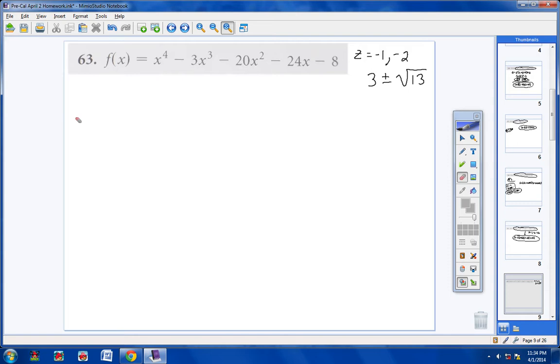Now, all four of those zeros are real. None of them are imaginary, but these two here are rational and these two here are irrational. Now, remember what to do? They now want us to write this function right here with linear factors.